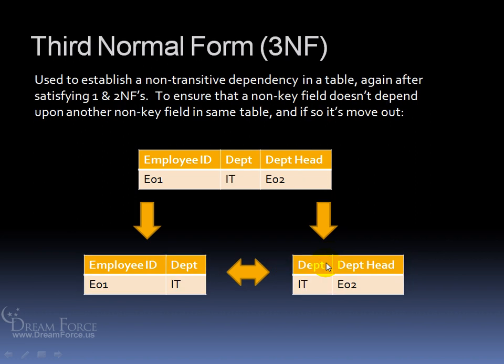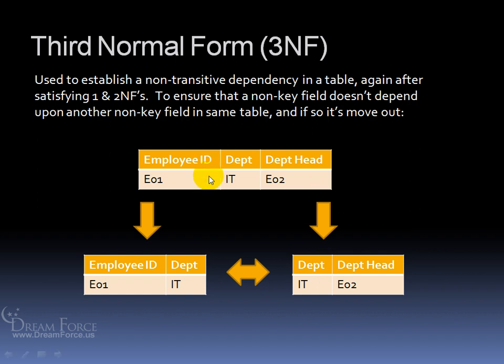Finally, the third normal form is used to establish a non-transitive dependency in a table, again after, of course, satisfying your first and second normal forms, and in that order. So what you want to do here is ensure that a non-key field doesn't depend upon another non-key field in the same table. And if so, it's moved out.